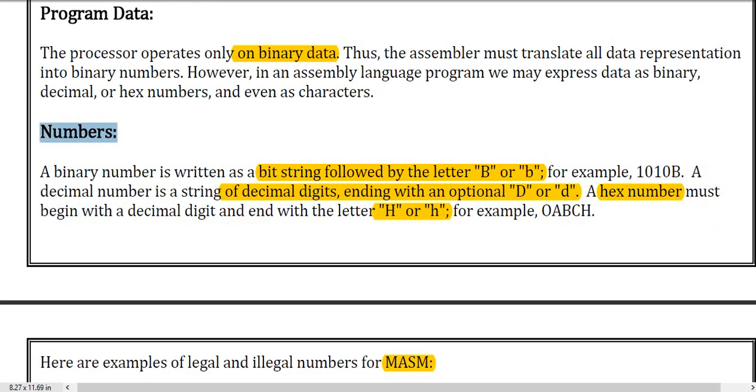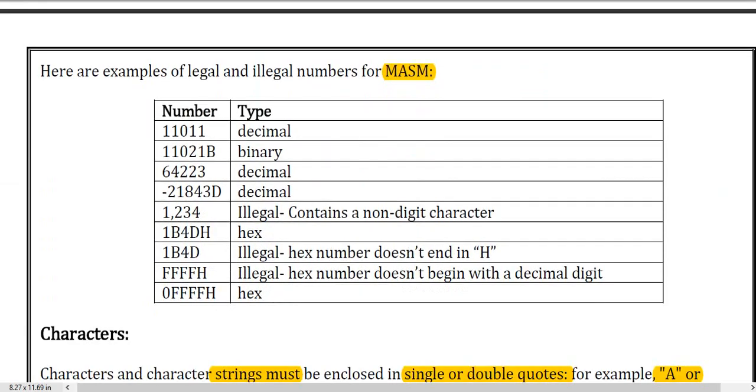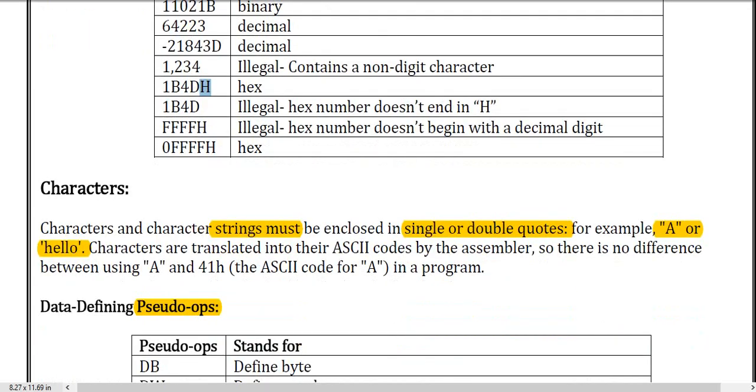This is how the numbers work. Here, this B denotes it is binary. D denotes this is decimal. H denotes this is hexadecimal.